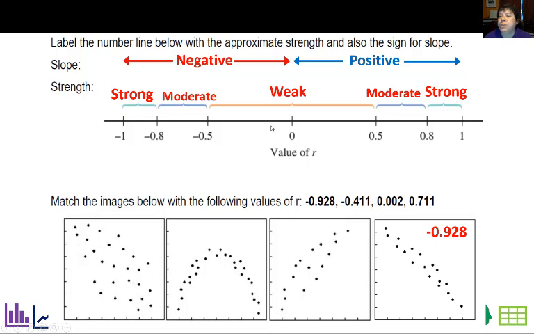Notice how the correlation is in the weak area. It's between -0.5 and 0. So I would say that's the correlation for that graph. Then 0.002 would be very weak for linear. While there's a very strong association and pattern here, as far as doing a straight line, it's very weak. So we would say that's 0.002. And finally, that leaves us with 0.711, which is positive, so we need a positive slope. And it's a moderately strong correlation. It's in between these two right here.